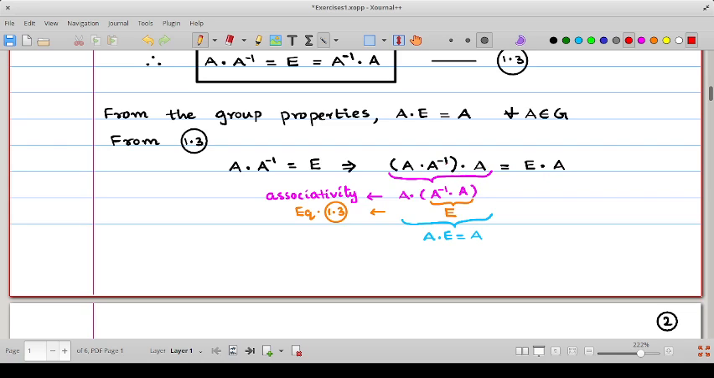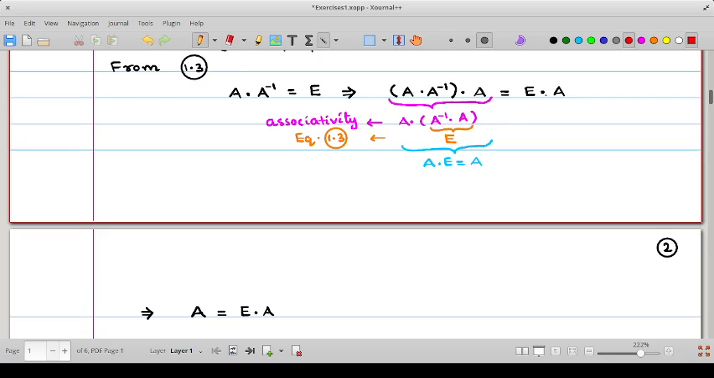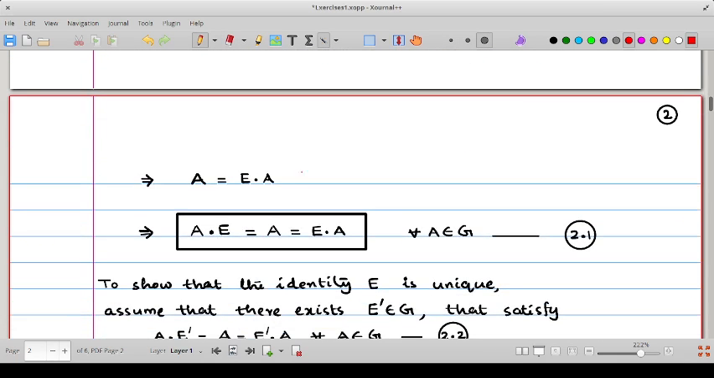And on the left hand side, using the associativity of the group multiplication, I can take the product of A inverse with A first and then take the product of that result with A. But A inverse A, from equation 1.3 over here which we have just proved, is equal to E. But now A dot E from the definition is equal to A. So that means on the left hand side I have A and on the right hand side I have E dot A. So that means E dot A is also equal to A. So we now have A dot E is equal to A equal to E dot A.